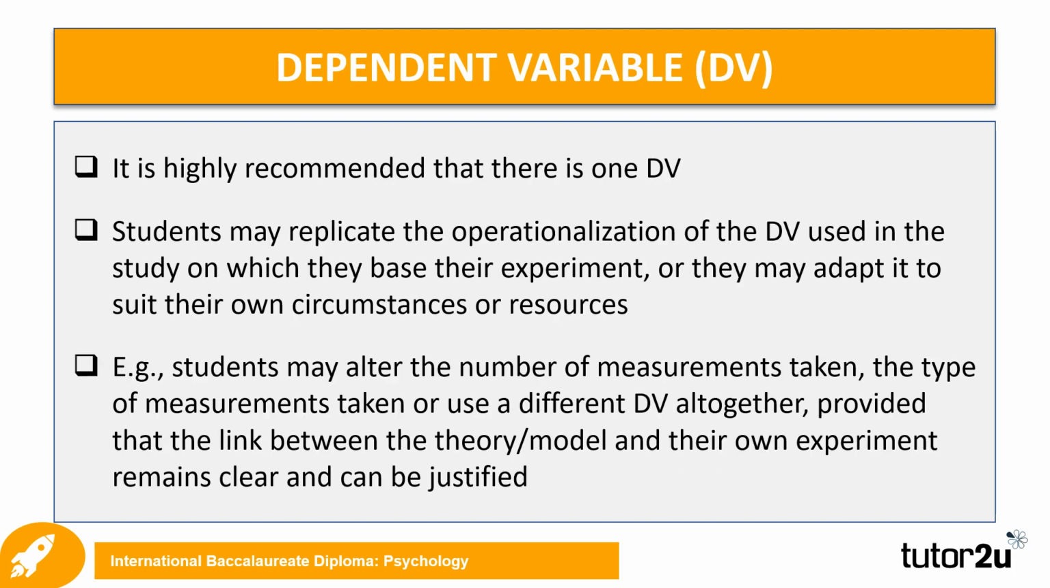When it comes to the dependent variable, it is highly recommended that there is only one dependent variable. Students may replicate the operationalization of the dependent variable used in the study on which they base their experiment, or they may adapt it to suit their own circumstances or resources. For example, students may alter the number of measurements taken, the type of measurements taken, or use a different dependent variable altogether, provided that the link between the theory or model and their own experiment remains clear and can be justified.